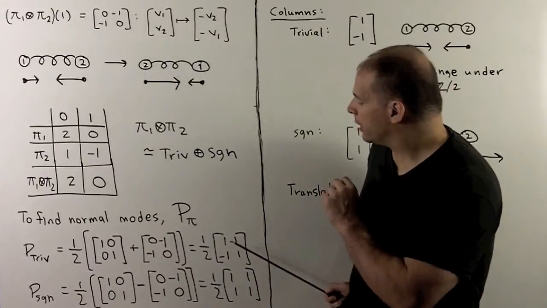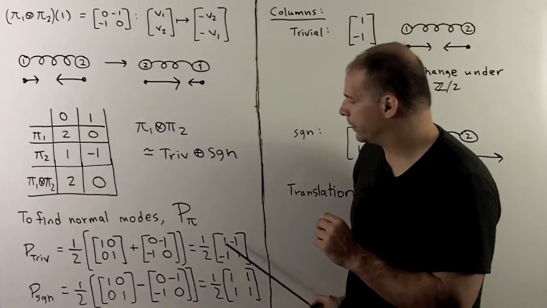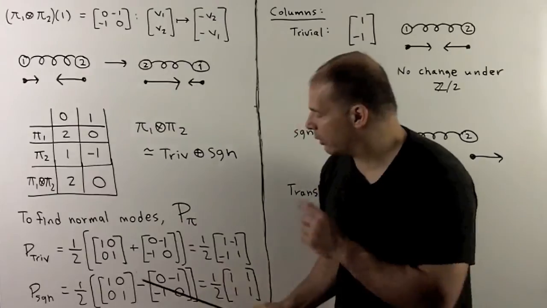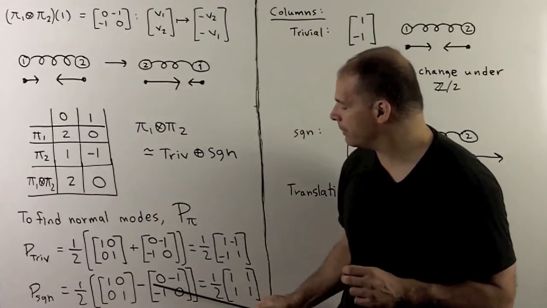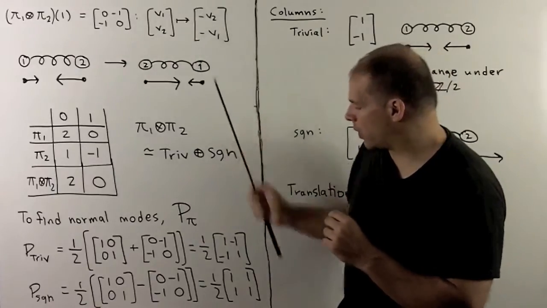For the normal mode, I want to use the vector 1, -1 for v1 and v2. Likewise, for the sign, we have a 1 and a 1. So for our normal mode, we're going to use the initial velocities 1 and 1.